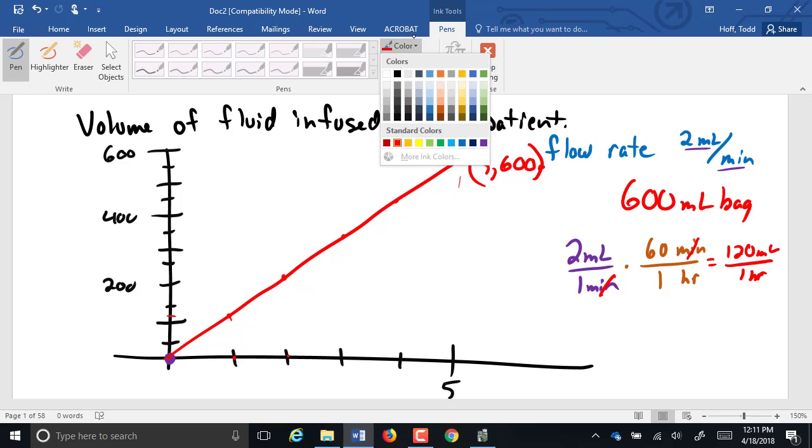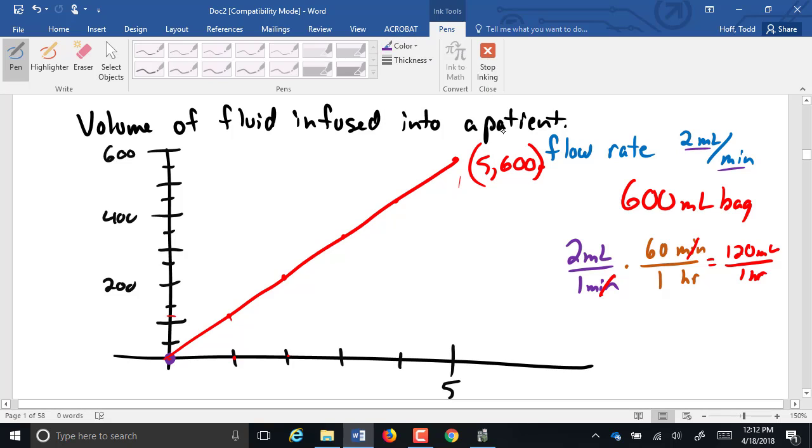We could ask now, of course, we get an equation from that. Y equals our flow rate of 120 milliliters per hour times X plus the 0. There was 0 milliliters in the patient at the beginning. So we could actually leave that y-intercept off. It's implied to be 0.